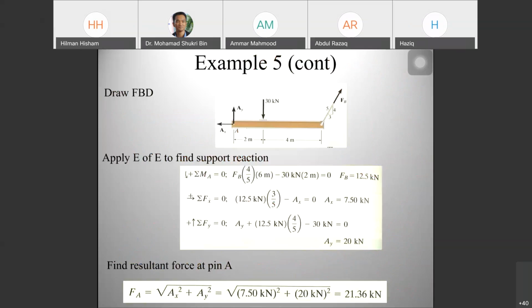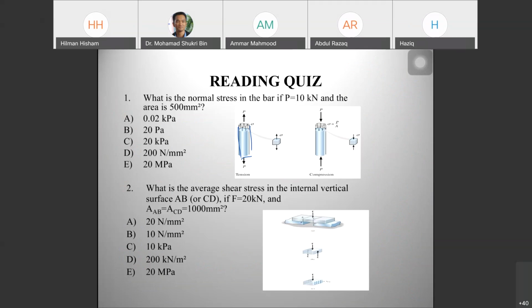Let's look at the reading quiz. What is the normal stress in the bar if P is 10 and the area is 500? So it's simply 10 to the power of 3 over 500. So you get 20. 20 what? 20 megapascal, because it's Newton and this one is mm squared. So the answer is E.